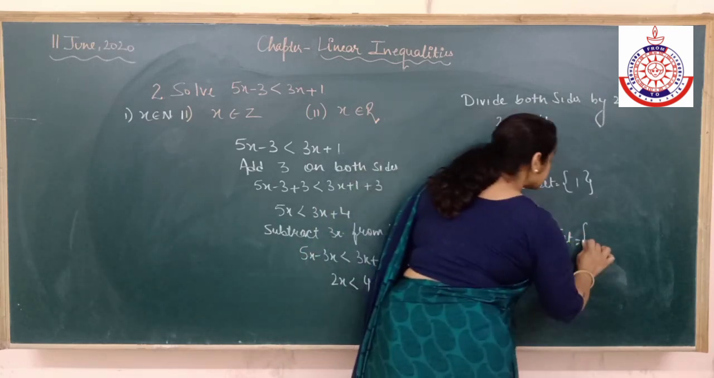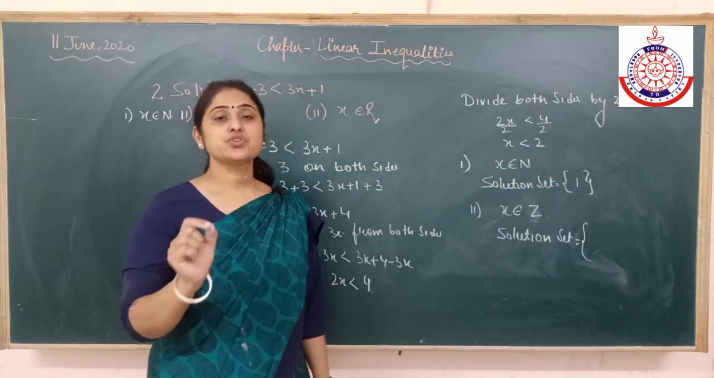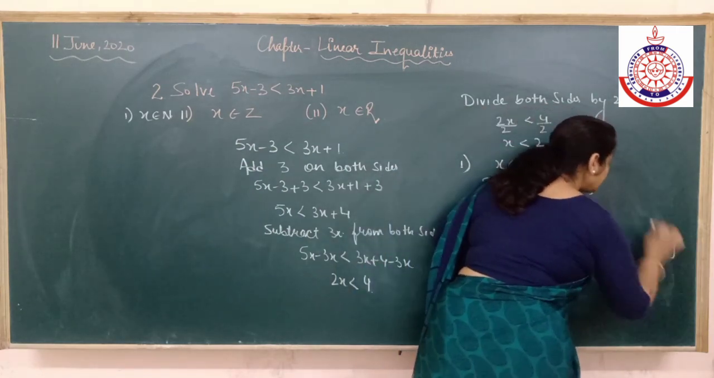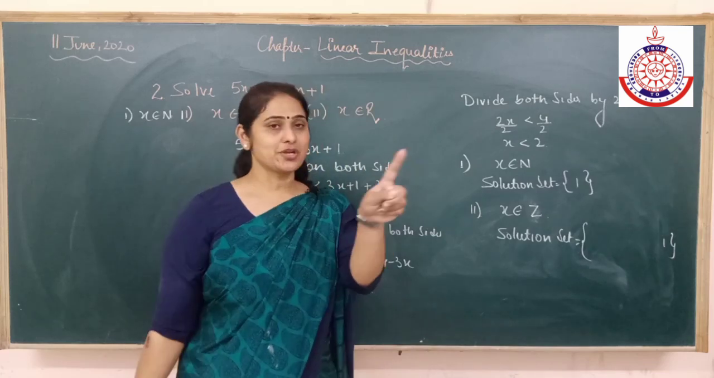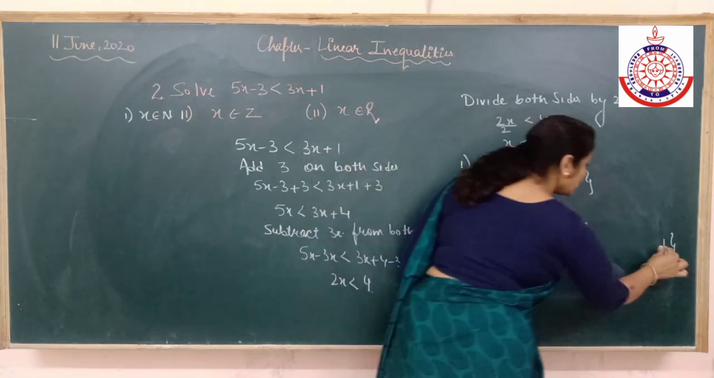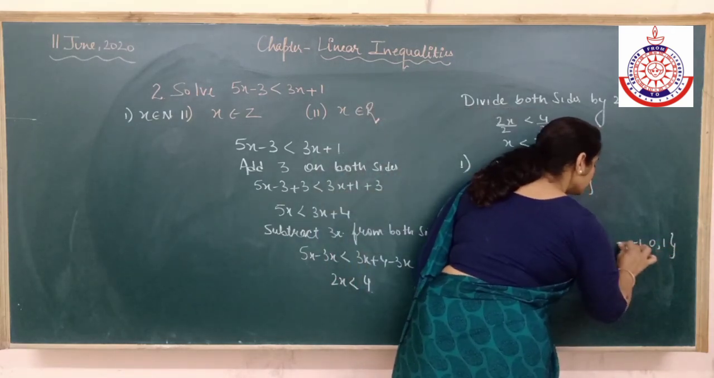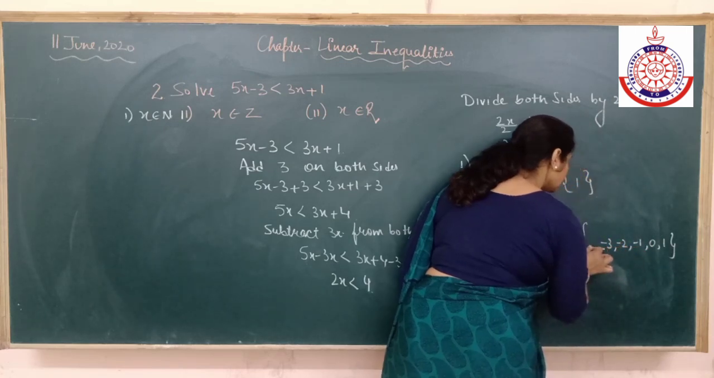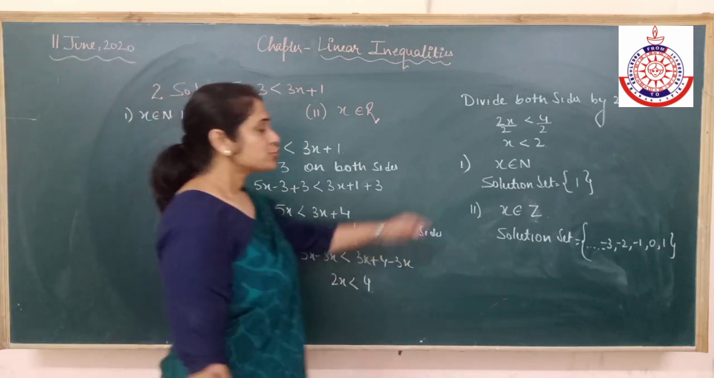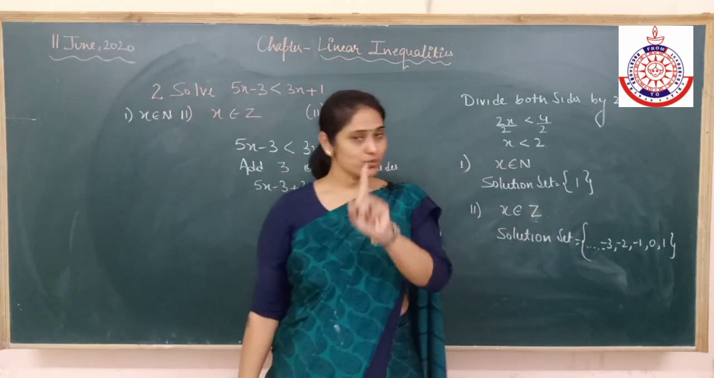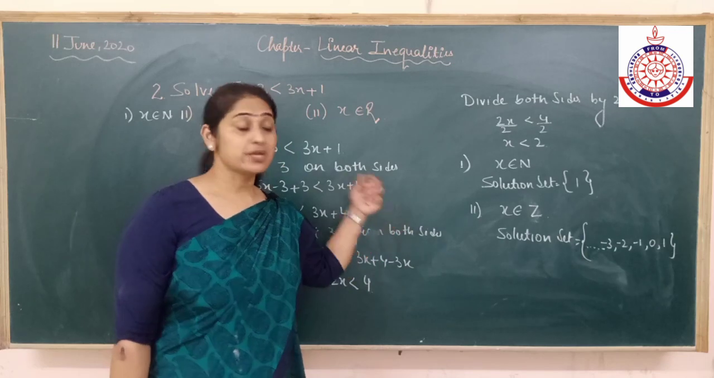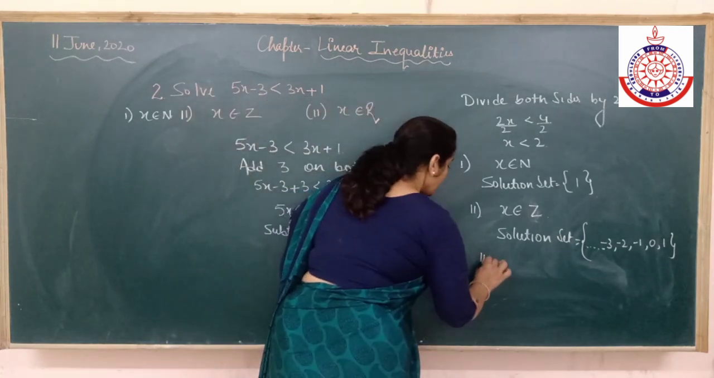Clear? Fine. Now the second one, when x belongs to integer and it should be lesser than 2. All the integers which are lesser than 2. Which are lesser than 2? That means 1. I'll start with 1 because 2 is not included, because it is only x less than 2. All smaller integers which are less than 2. Understood, children? Alright, all the integers which are smaller than 2, not equal to 2, so 2 will not come inside it. So 1, 0, -1, -2, -3 and so on. Clear?